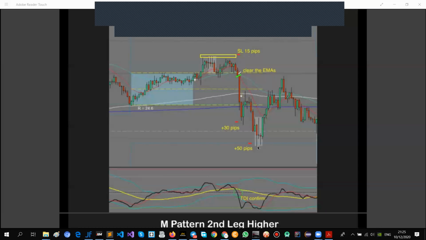So after the EMAs have been cleared, we enter here. Our 30 pips take profit will be here. Then we also look for TDI confirmation, the RSI crossing the market baseline. You should always check for this. So they should be counted as confirmation. So 30 pips, then price went on to give us 50 pips for those who would have stayed in the trade. But for us, we would have opted out at 30 pips and pocketed 30 pips.